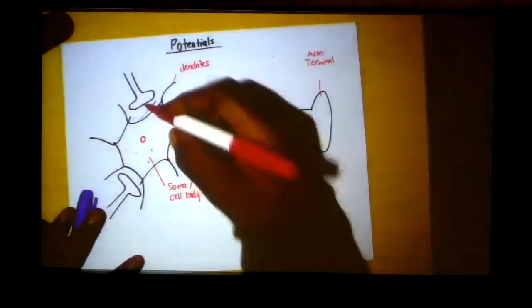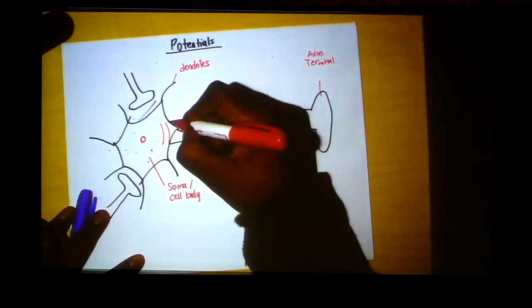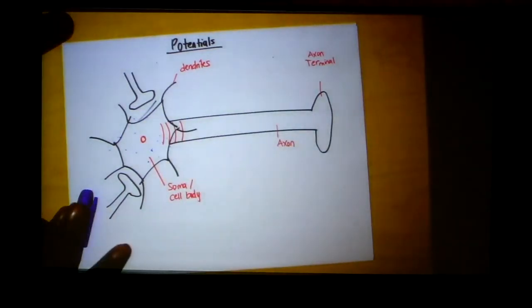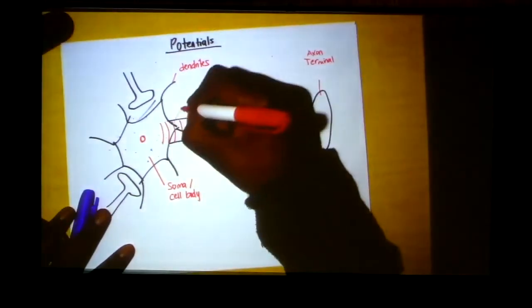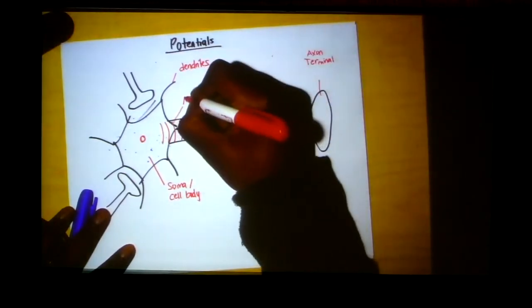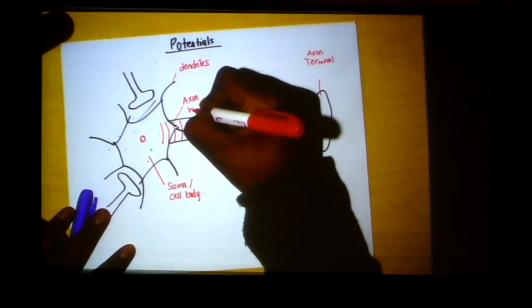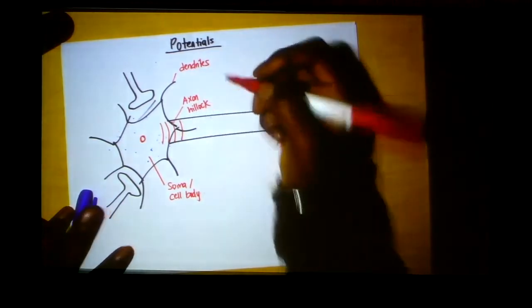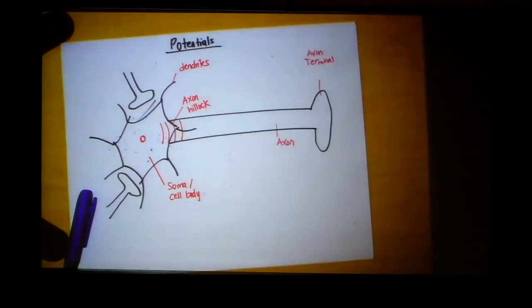Okay. Now there's a very important region right at the neck, so to speak, of the neuron. This is called the axon hillock. The axon hillock. And this region is very important. It's like a gatekeeper for this neuron. It's going to be responsible for summing the various potentials.